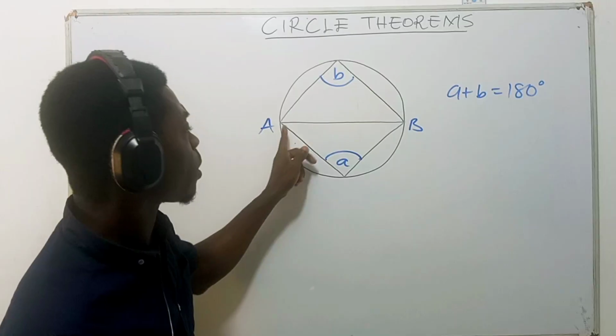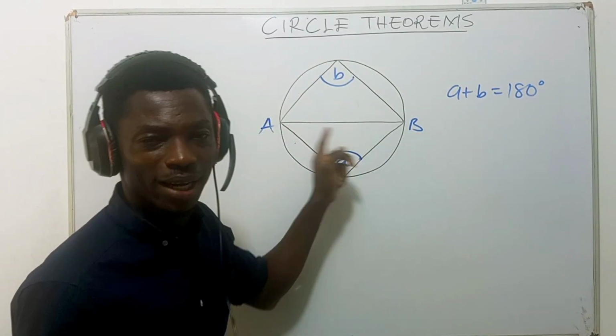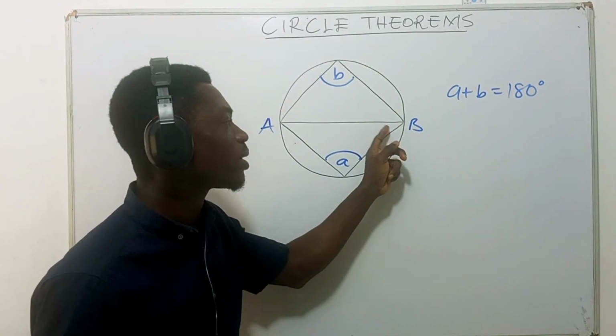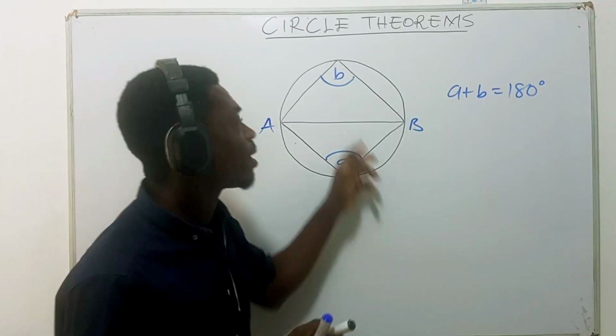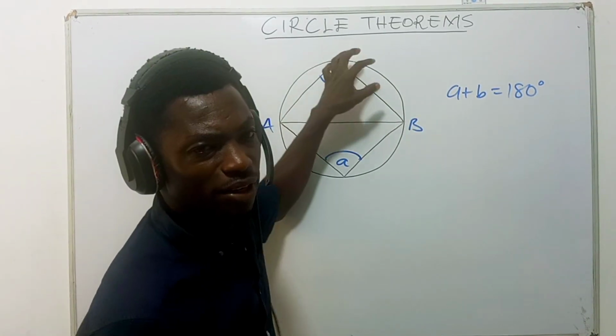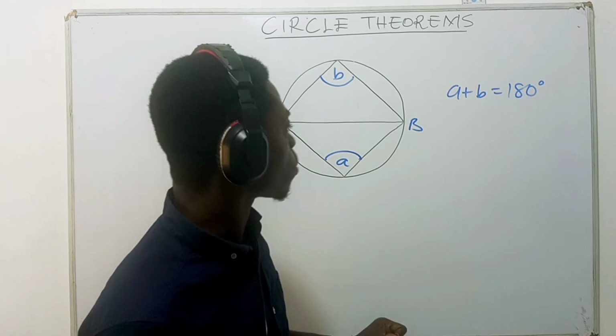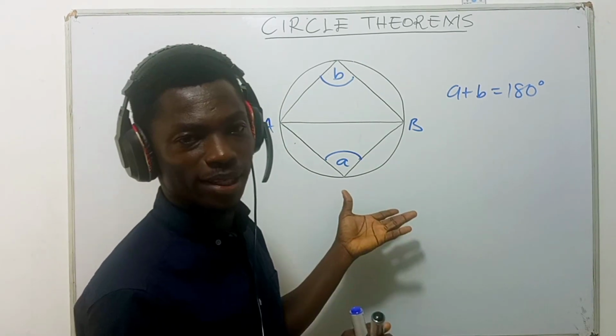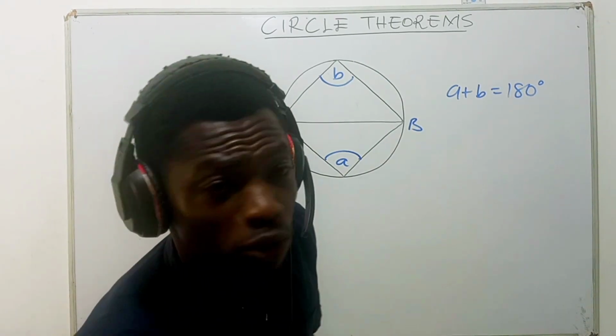So again, don't assume that this is a diameter, because if this was a diameter, this statement would have changed, because this one would have been 90 degrees, and we'll get there soon. All right, so this is what the theorem is saying. So quickly, let's move on to an example.